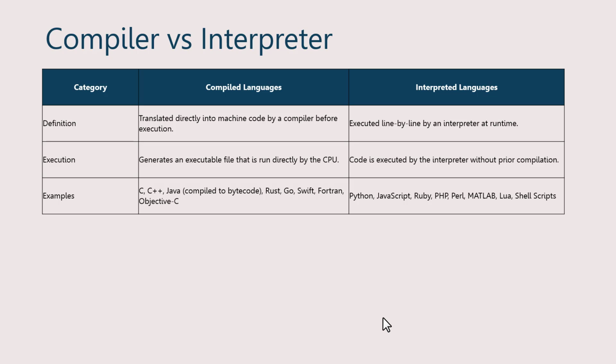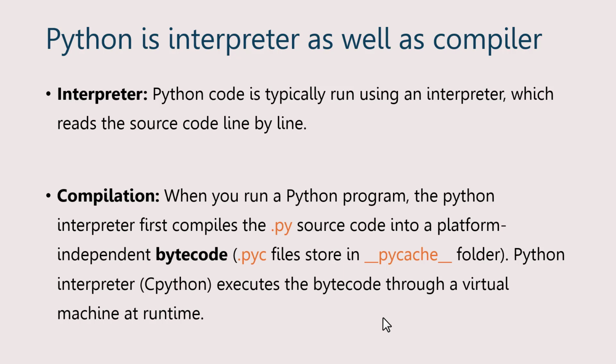Now let's come back to the statement. Python is an interpreter as well as a compiler. If you remember, at the starting of this lesson, I made the statement that Python is an interpreter as well as a compiler language. Yes, exactly. Typically, Python is an interpreter language only, which will read the source code line by line.